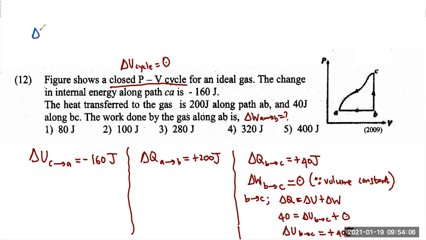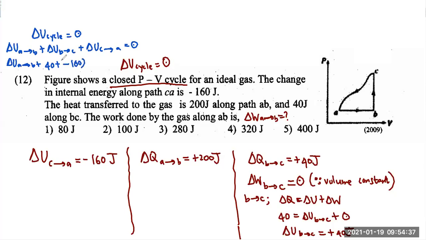So let's do this. Delta U for the cycle is zero. What is delta U for the cycle, people? That is delta U A to B, plus delta U B to C, plus delta U C to A. The whole thing is equal to zero. So what is delta U A to B? We don't know that. We have to find that. Plus delta U B to C, we just found out, 40. Plus delta U C to A, minus 160, and that is equal to zero. So ultimately, from this equation, I can say definitely delta U A to B is equal to minus 120 goes to the other side, plus 120 joules.